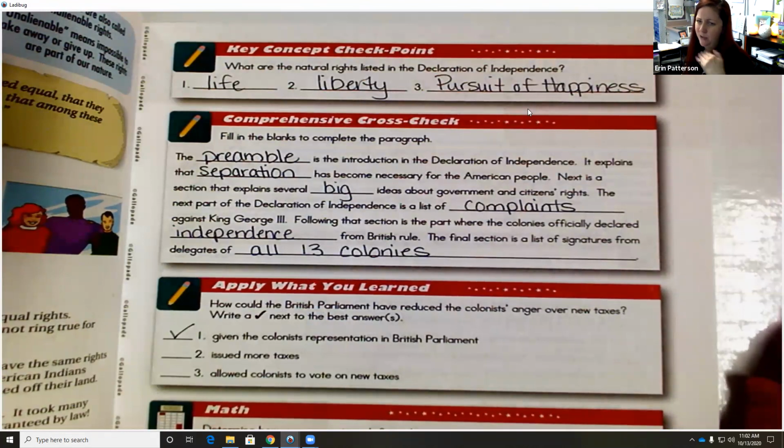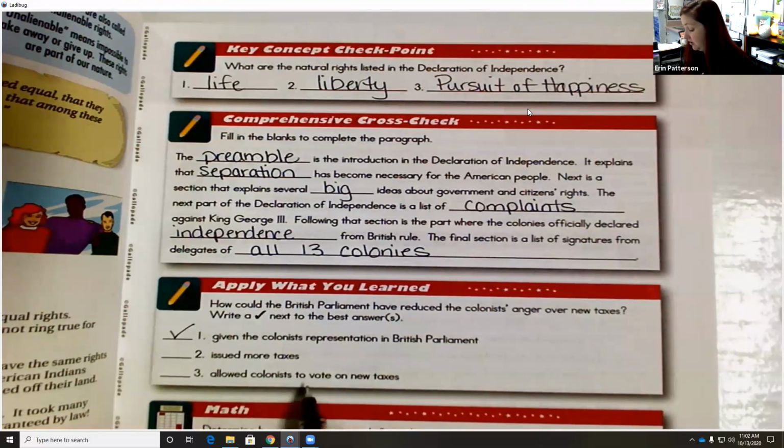Do you think issuing more taxes would have made them happy? No. So I'm not putting a check next to it. Could they have allowed colonists to vote on the new taxes? That would be a form of representation. Yeah. So I checked 1 and 3. Those would have been ways that they could have avoided all this.